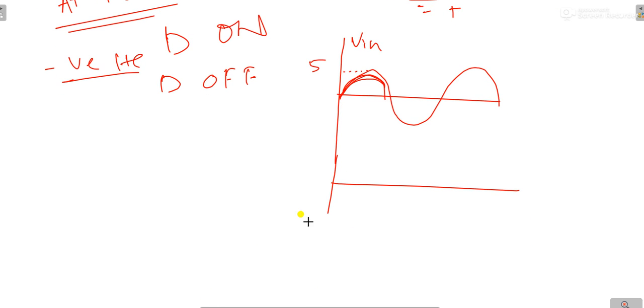So what will the output be in the positive half cycle? This is our required output. And in the negative half cycle, our output is simply 0. Then again in the positive half cycle it equals Vn, then again equals 0, and so on. So this is our answer. This is V out.